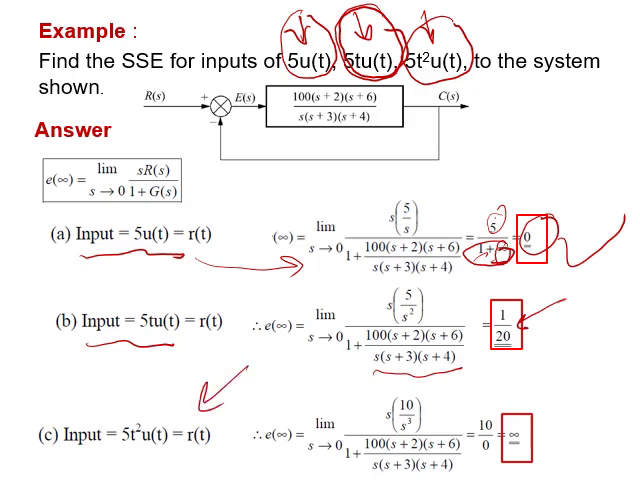Similarly for 5t square u(t), when we convert it to Laplace, it's equal to 10 over s cube. s will cancel s cube, the remaining will be s square. s square will come to the denominator, and we will calculate to find finally it's equal to infinity. The error will be infinity.